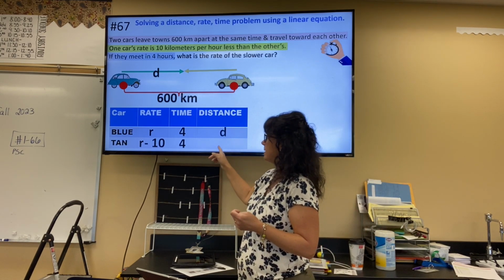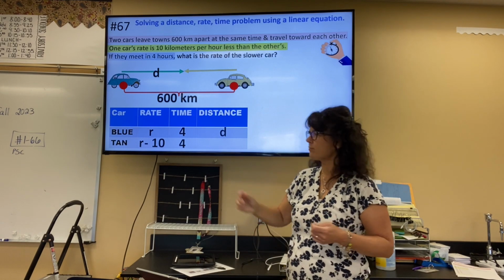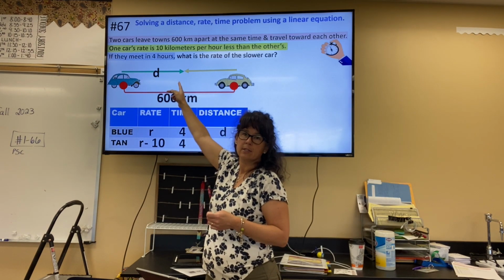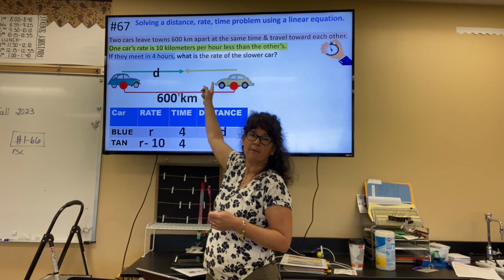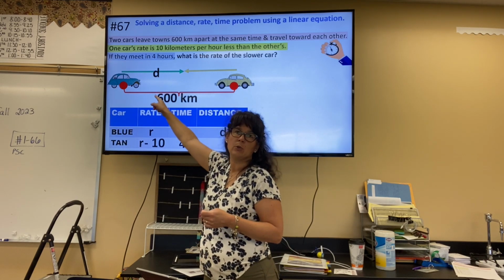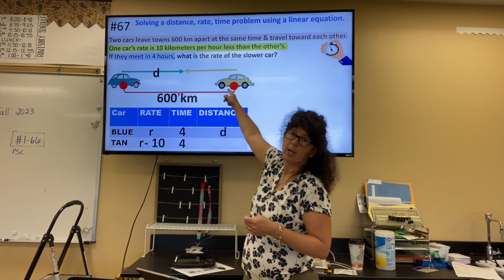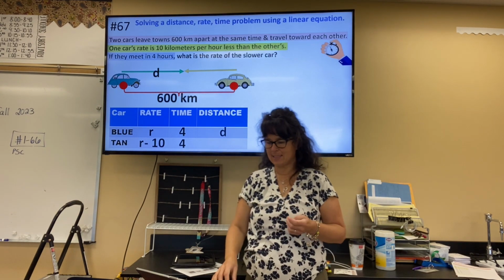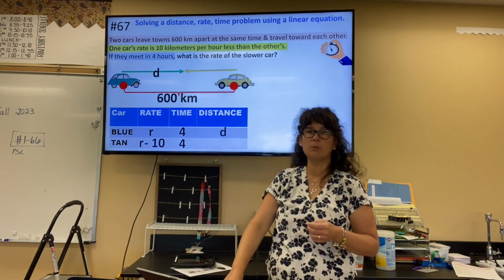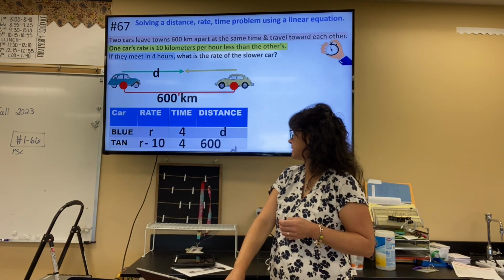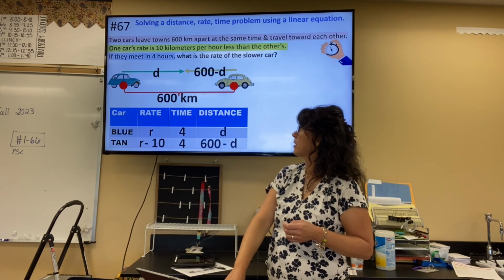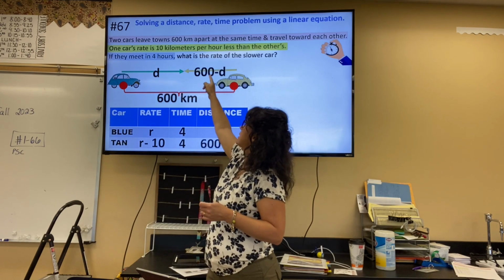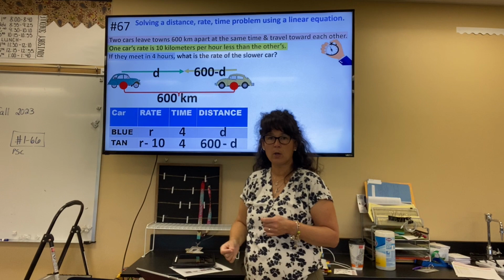Now let's think about what the tan car's distance would be. Let's pretend that the blue car went 100 miles. If they met in the middle, then this one had to drive 500. If the blue car went 200 miles, then this one would have to be 400. So if you think about what we're doing to get the leftover distance, it's 600 minus the distance the blue car travels. So 600 minus D. Okay, one more time. If this one traveled 400 miles, 600 minus 400, this one went 200.